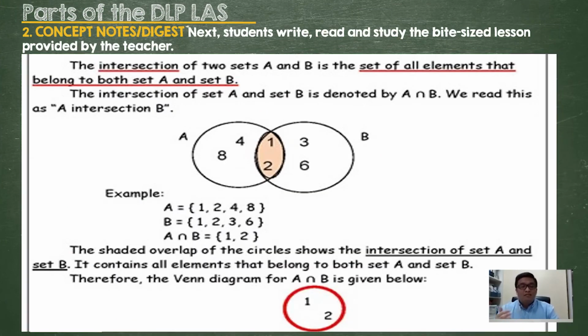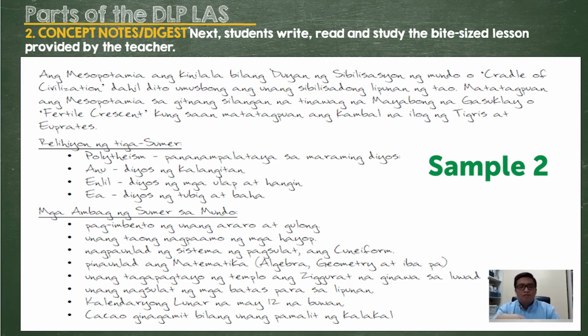Now, aside from the basic information, the next part of the dynamic learning program is the concept notes, or sometimes we call it the concept digest. So you notice that we call it the concept digest because from the word digest, it only shows that what is placed in the learning activity sheet is the main or the basic idea to be learned by the student. So in the concept notes, students write, read, and study the bite-sized lesson provided by the teacher.